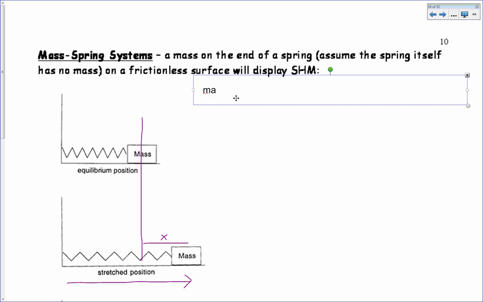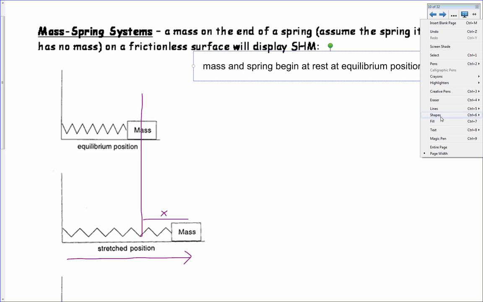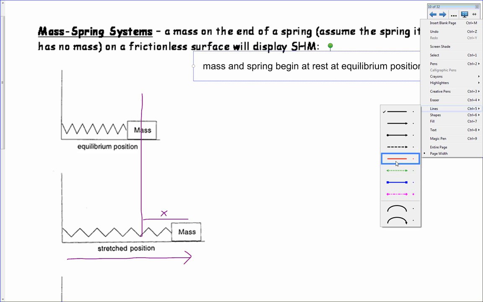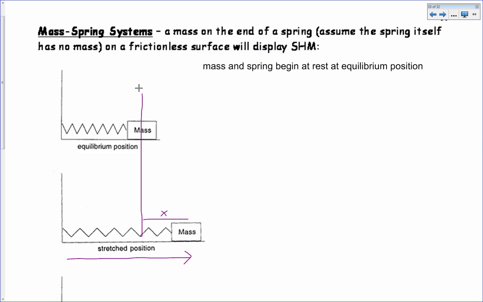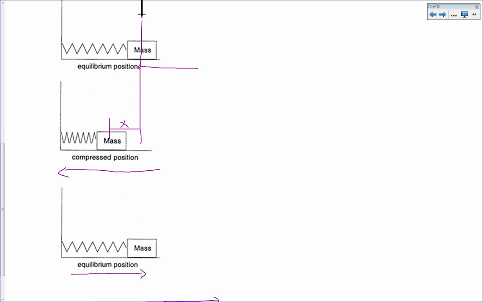So the mass and the spring begin at rest at equilibrium position. I have this line here carried through, but I'm going to put in an actual line to take it down. So if we show a line going down here, and straight down there, that's the equilibrium position.